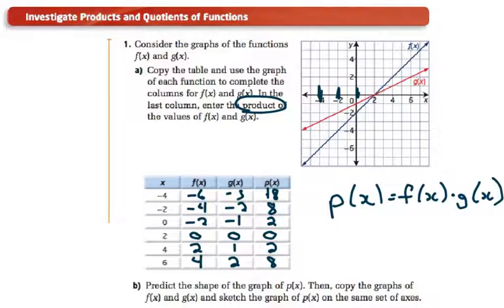So just by looking at the table, you should be able to tell that p will not be a straight line. We started at 18, we go down to 0, then we start going up again. So the shape is not going to be a straight line. What is it going to be? Easiest way to tell is to graph this out.